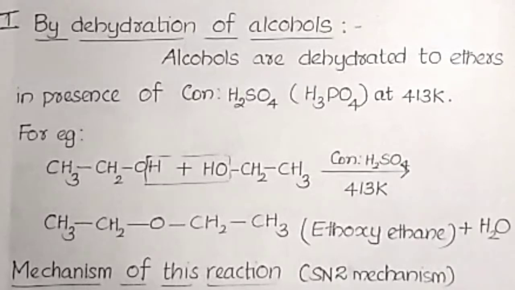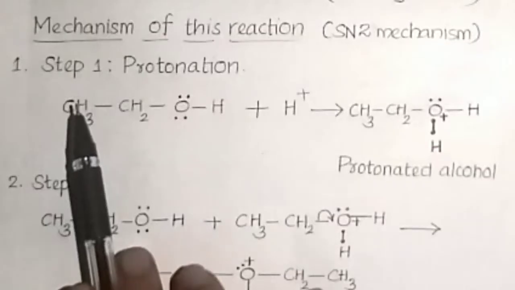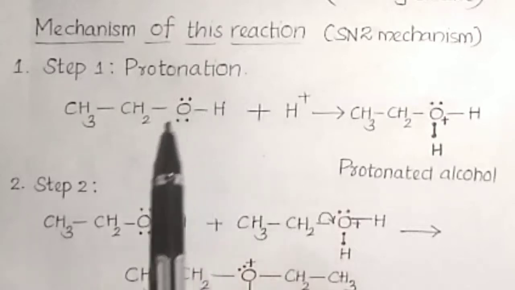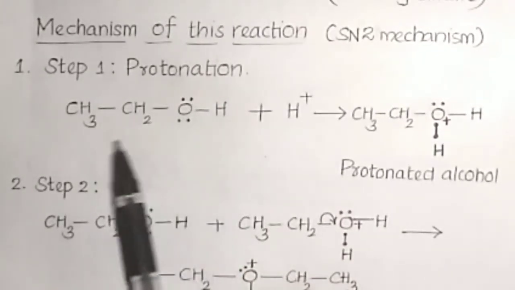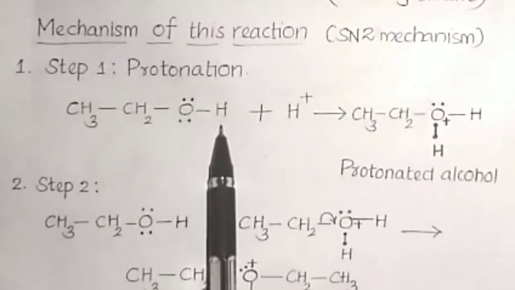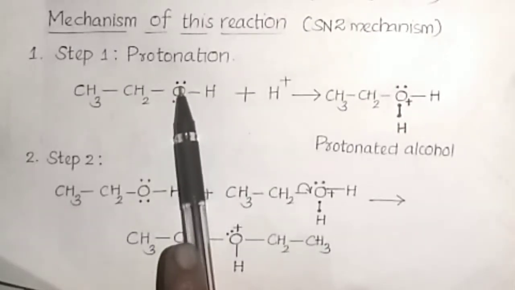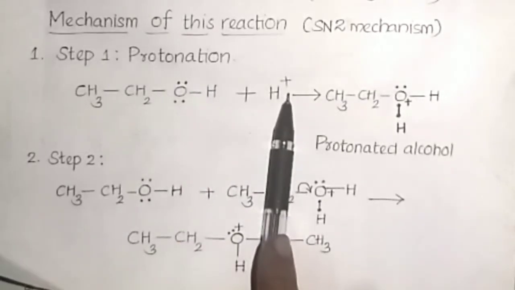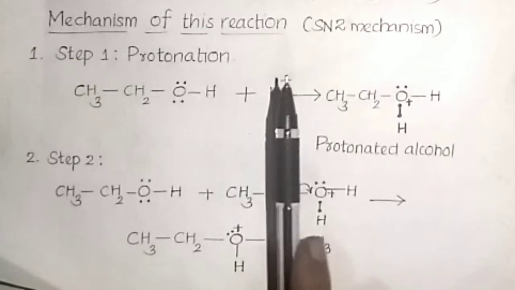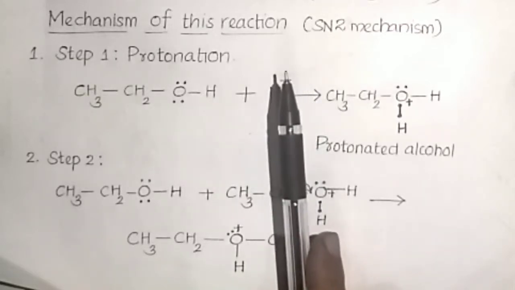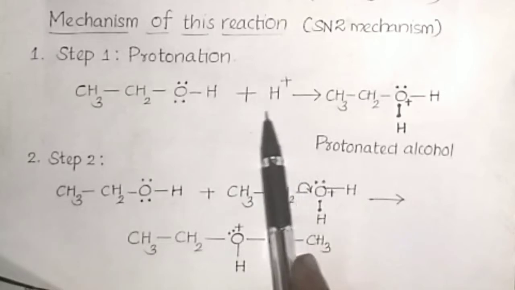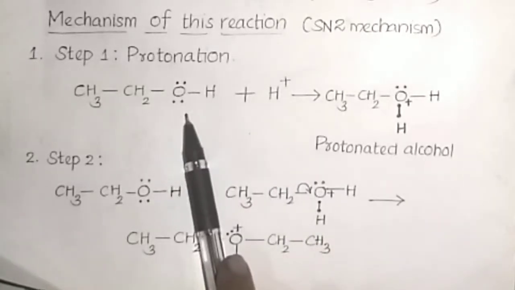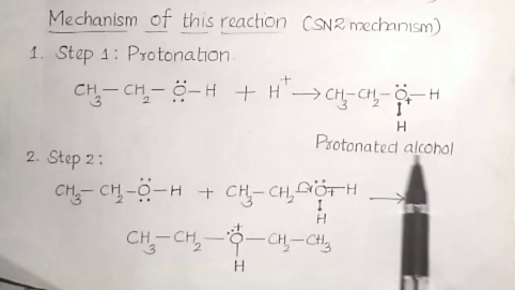Now we study the mechanism of this reaction. This follows the SN2 mechanism. It involves 3 steps. The first step is a protonation step. In this step, the alcohol CH3CH2OH, ethanol, has oxygen with 2 lone pairs of electrons. Protonation means addition of H plus, because this medium is strongly acidic in the presence of concentrated sulfuric acid. So H plus is released and added to this alcohol. Then we get a protonated alcohol.